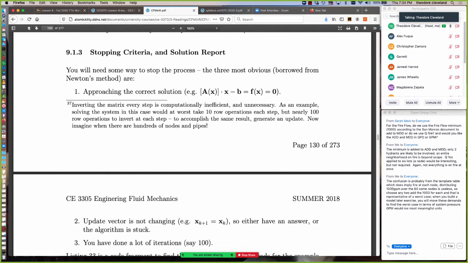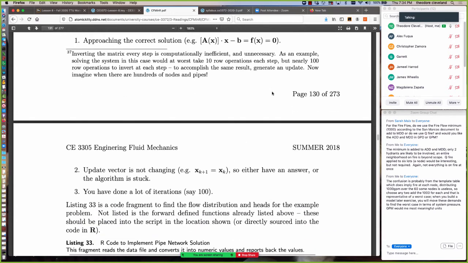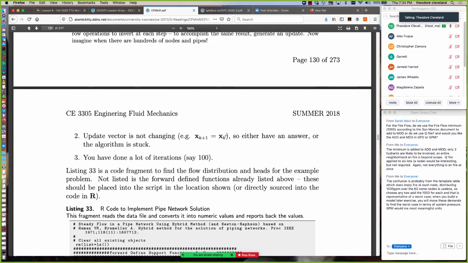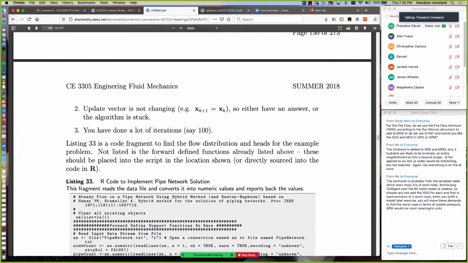Then there's the stopping criteria. We have to stop this thing, because the way it's developed, it'll go on indefinitely. And so we stop under a couple of conditions. The first one is that the f of x term, which is A times x minus b, if that gets close enough to 0, we stop. If the update's not changing, we're not getting anywhere. The algorithm is either at an answer or it's stuck. So we stop. And if we've done a bunch of iterations, say we've passed 100 times through this thing, and we're not getting anywhere, there's no point in continuing.